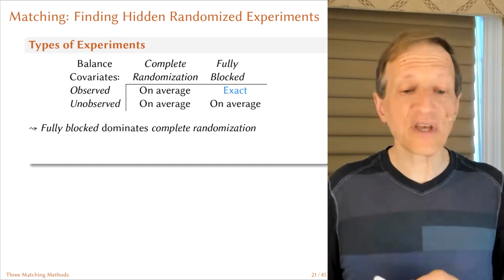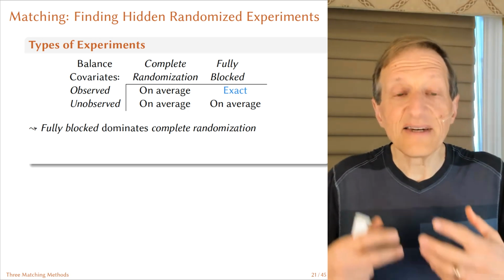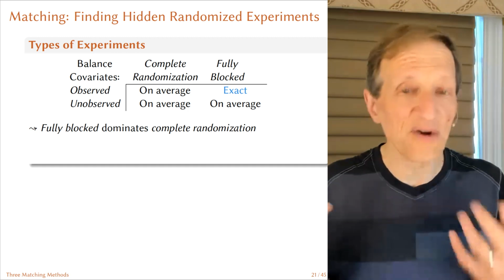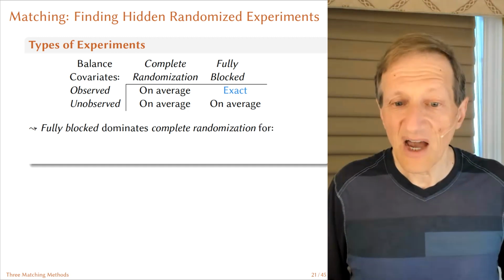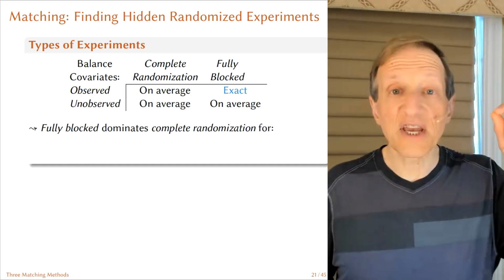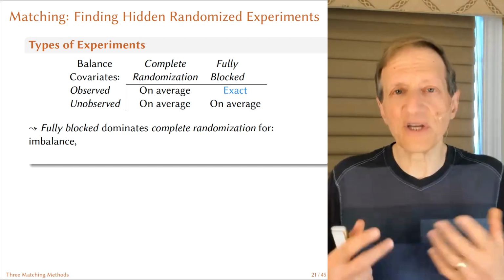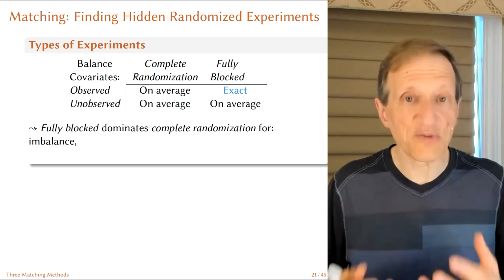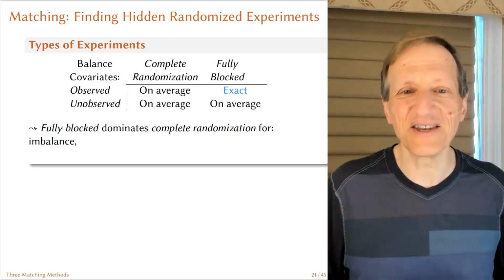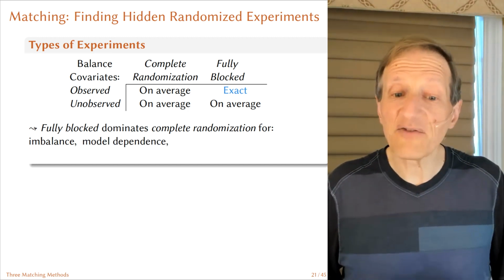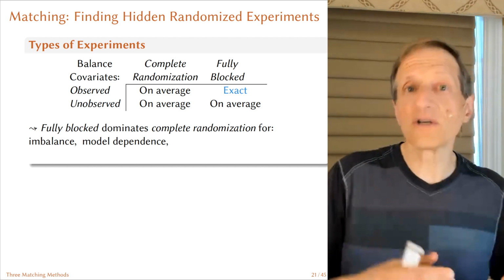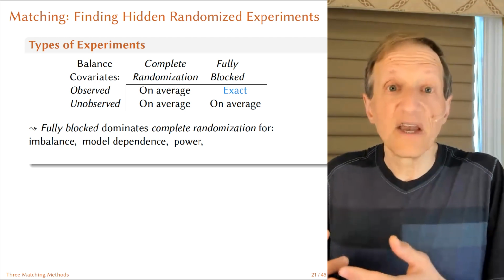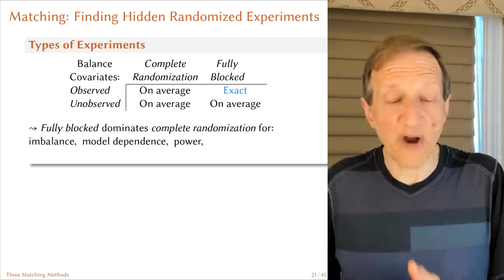So that means that a fully blocked experiment dominates, a mathematical term, complete randomization. It is better with respect to basically everything. It dominates complete randomization for imbalance because you're going to get less imbalance in any one run of the experiment, in any one data set, the one data set that you have. You're going to have lower model dependence because there's less imbalance. And since there's less model dependence, there's less researcher discretion.